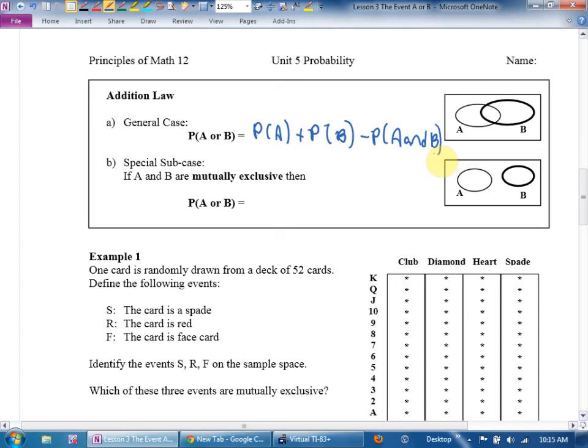Oh, and if they're mutually exclusive, then OR does mean add. And that's what we were doing last unit. Last unit, anything that we were counting had no overlap. Specifically, when we were doing committee questions, you weren't picking somebody twice for the same committee, so they couldn't be the first one and the second one.